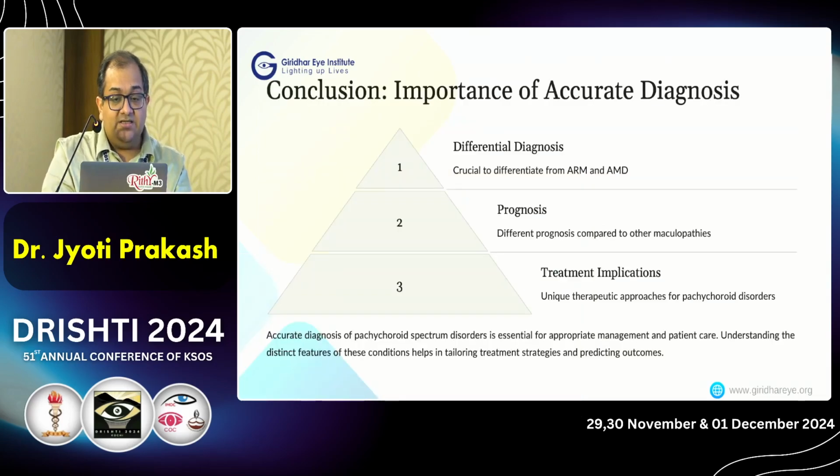The importance is that these differential diagnoses help differentiate these from the other sinister variant, that is age-related macular degeneration. The prognosis and the need for treatment, which lesions need to be treated and which lesions need to be observed, is important, and that is why differentiation amongst the different types is important.